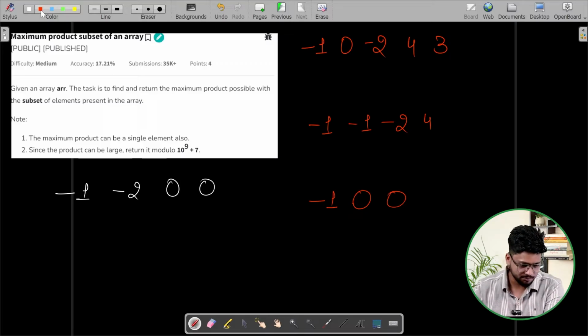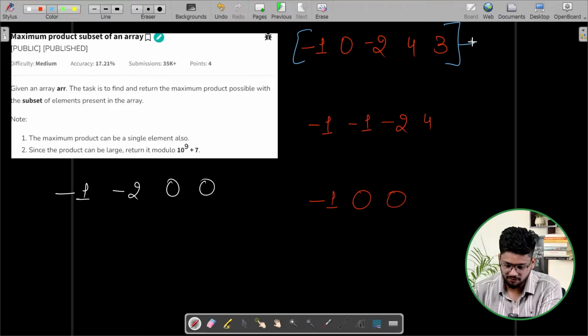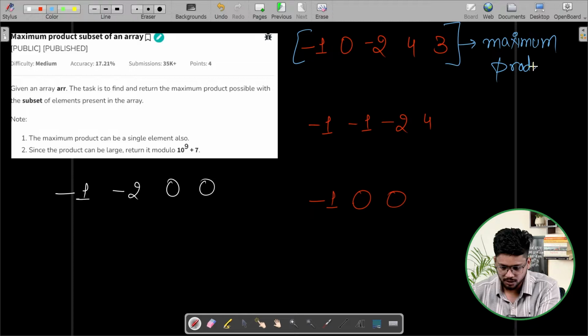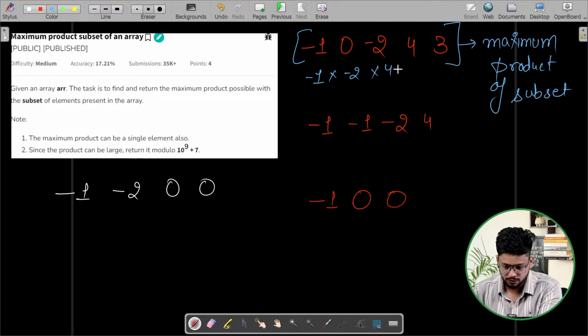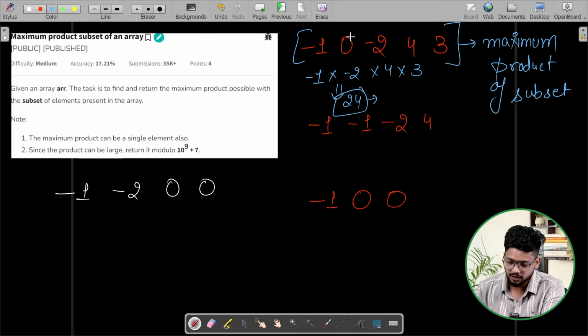So today the question name is maximum product subset of an array. So what is going to happen over here is that they have given us an array and we have to find the maximum product of subset. Okay. So what is going to be the maximum product subset of this array? It is going to be minus 1 into minus 2 into 4 into 3. That is going to be 4 into 3 is 12, 12 into 2 is 24, then it is going to be 24. Okay, the maximum product is going to be 24. So we are not including the 0 over here because it will make our product 0.